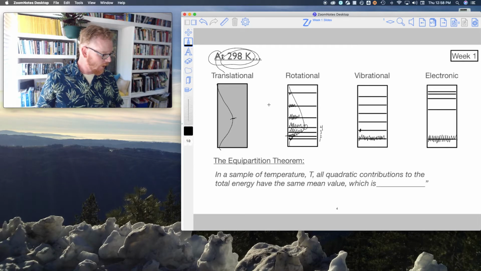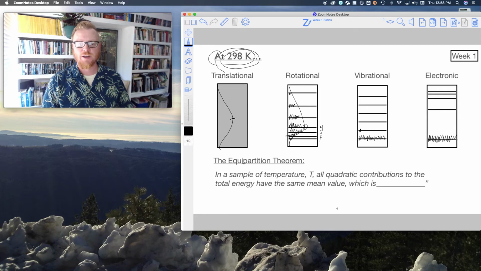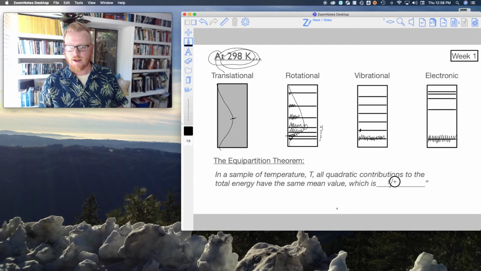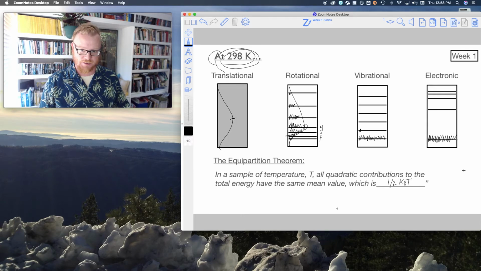Okay. And so now this gets us to the equipartition theorem, and this is another set of conceptual information I want you to know. The equipartition theorem says, in a sample of temperature T, all quadratic contributions to the total energy have the same mean value, which is 1/2 times the quantity k Boltzmann times the temperature of the system.